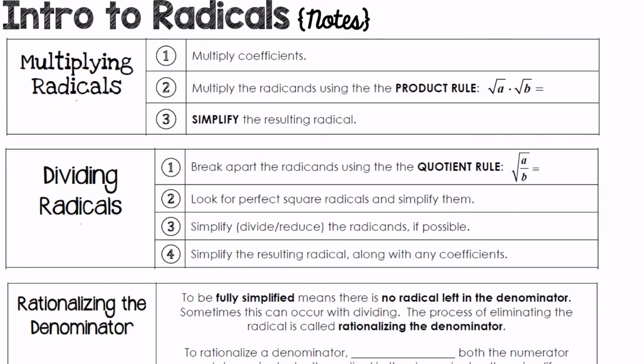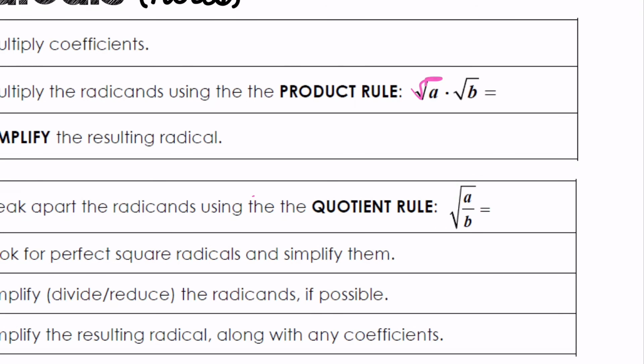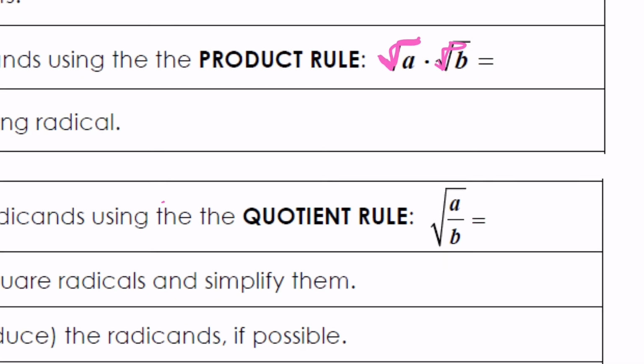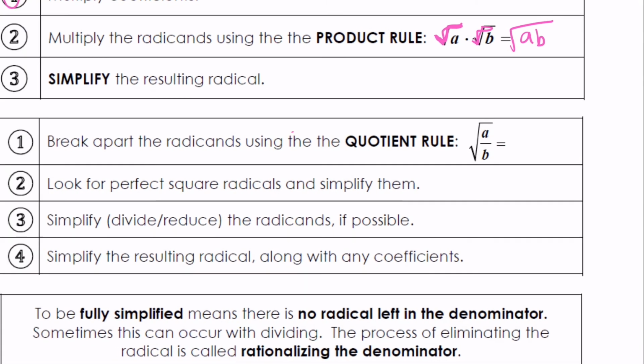So when we have radicals, we can multiply them by first multiplying the coefficients together. Then we can multiply the radicands, which is what's underneath the root symbol. We can multiply those using what we call the product rule, kind of similar to exponents, but with radicals. Our product rule for radicals is just the square root of a times the square root of b equals the square root of a times b. So you just multiply whatever's under those radicals together, and then you can simplify from there.